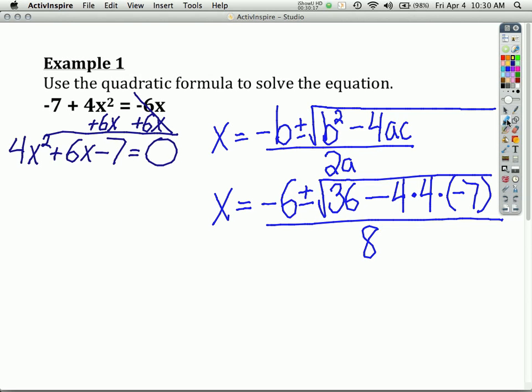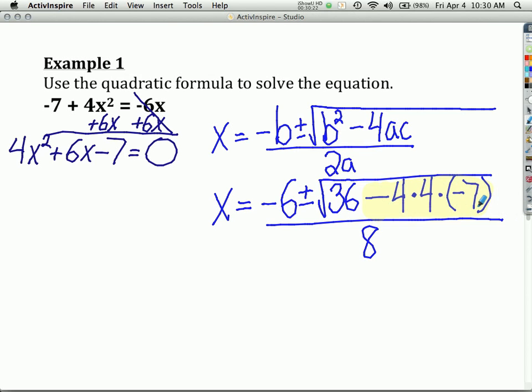This right here is the spot that I indicated was where students make mistakes. Because what you have to understand is that that's really a negative 4 times negative 7, and the result of that is going to be added to 36. Let me say that again. That's really a negative 4 times negative 7. You could probably do it mentally. I would do the negative times the negative first.